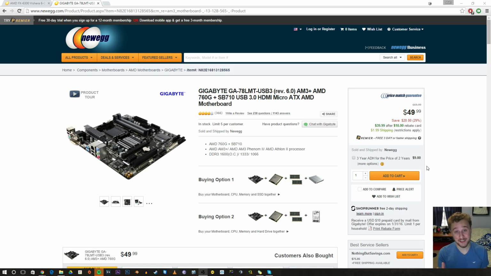AM3 Plus processor. Sorry about that. So the 6300, that's the processor we put in this build. The 6300 is a 6-core processor from AMD. Not a whole lot of power coming from it as far as heat and dissipation, but this motherboard right here, guys, works for the build, okay?